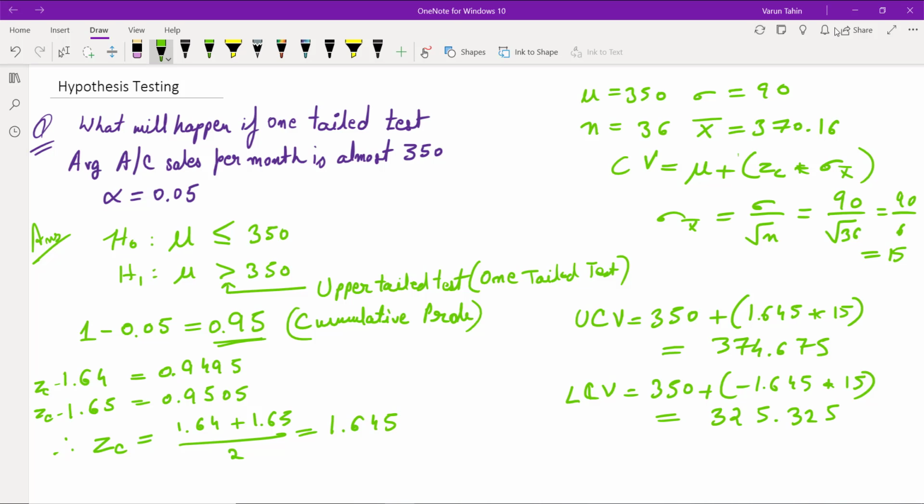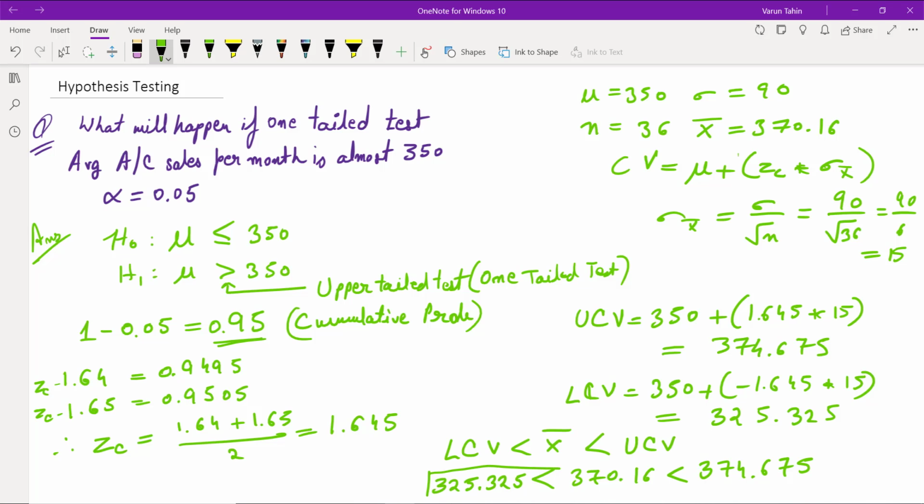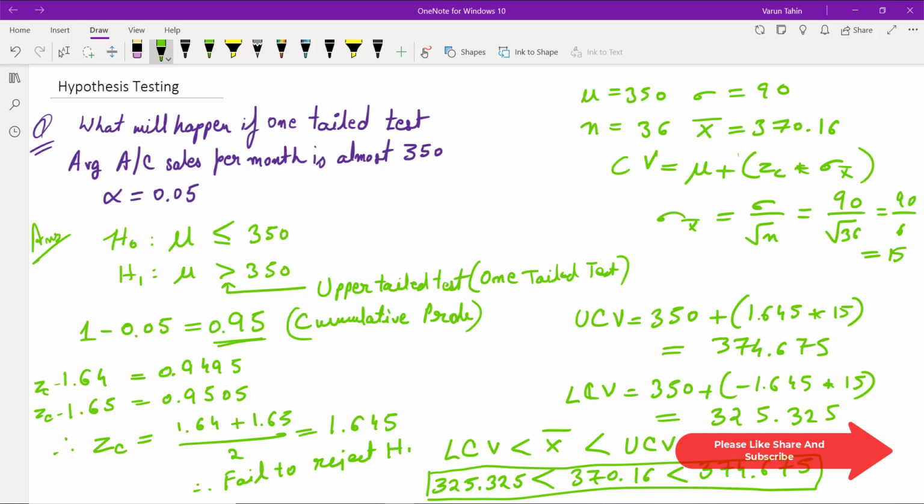and this will come as 325.325. Then we will keep this equation in front of us and substitute the values. The LCV here is 325.325, the sample mean here is 370.16, and UCV is 374.675. Now you can clearly see that this condition holds true. Therefore, we fail to reject the null hypothesis.